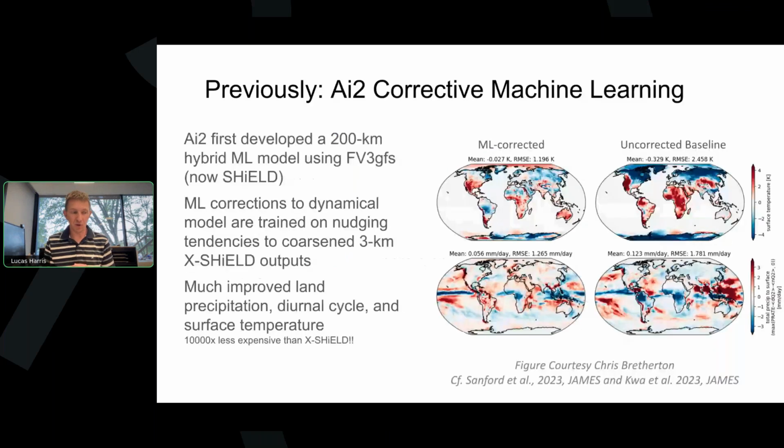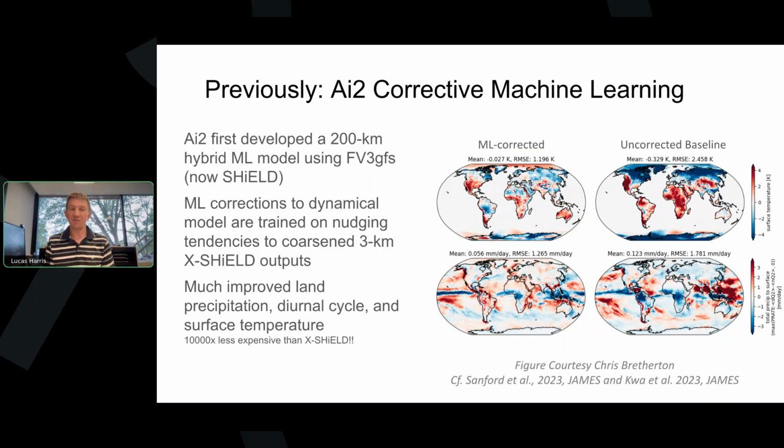So AI2, originally what they got started doing is they had a vision for a hybrid AI physical model in which you have a dynamical model, taking the FV3 dynamical core in this case that we develop here at GFDL, and then coupling it to an emulated physics package. And they did some work with that, but their main emphasis was on developing corrective machine learning.